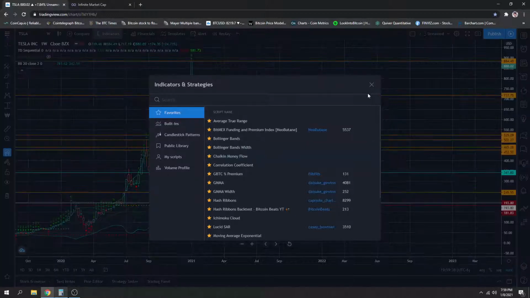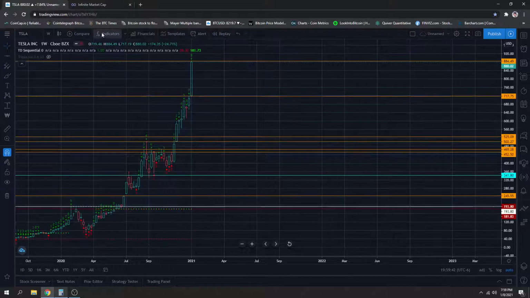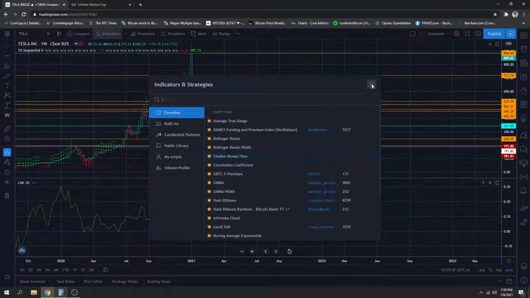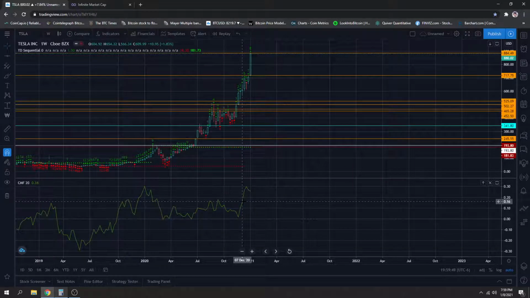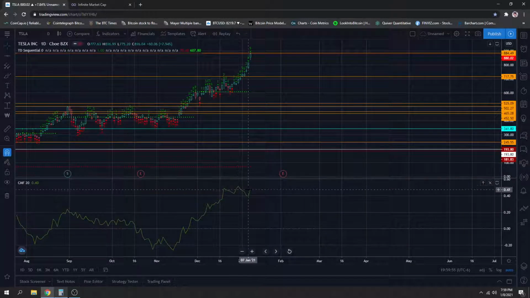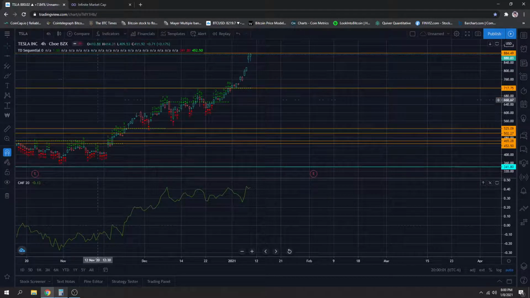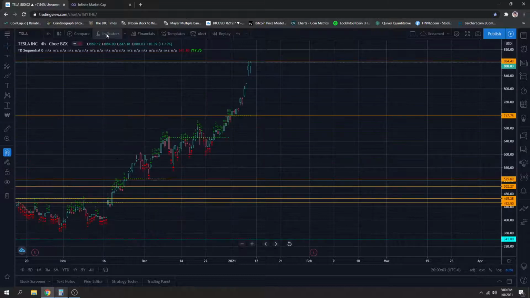Let's bring up the CMF. Here we go. I can get rid of this moving average right now. Let's bring in the CMF and see what that is. So this is kind of giving you an indication of buyers or sellers. There was some selling on the daily. You're getting a little bit of divergence, nothing crazy. 4-hour, there's no concern there on CMF.